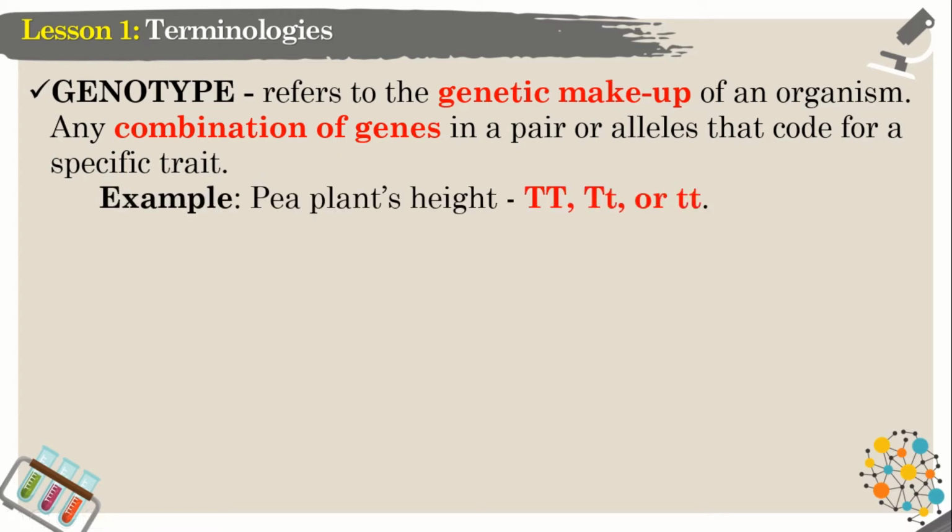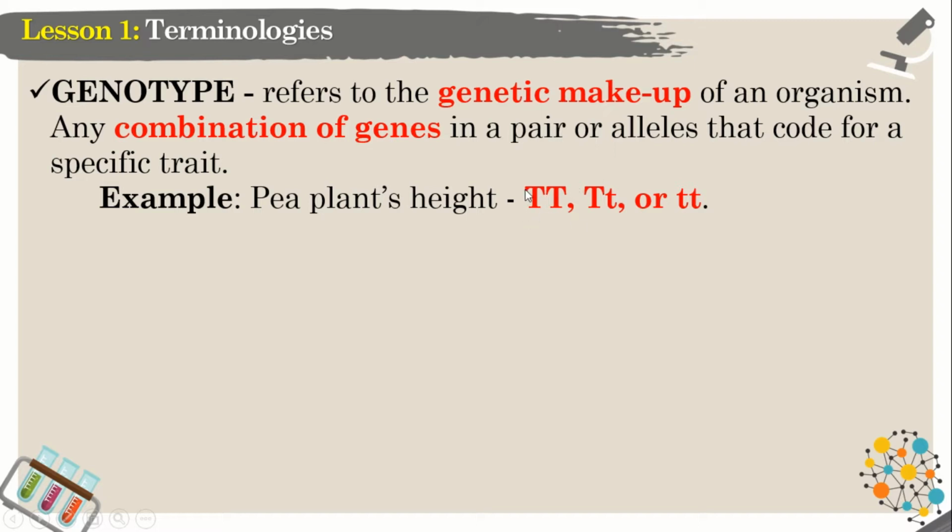Okay, so for example, for height, you have this. A while ago, you have this. We said that if it is capital T, then that means this one is for tall. And if it is small letters, then that means it would be for short. Now, since we are talking about genotype, this one is a pair of genes or an allele. So we have here a combination of genes, one from your father and one from your mother.